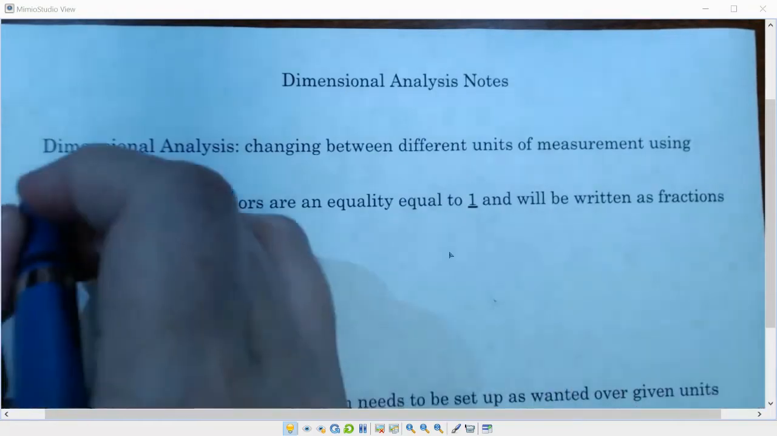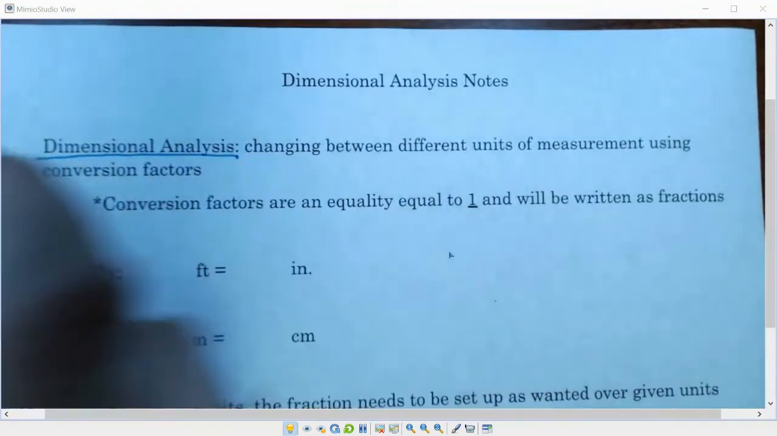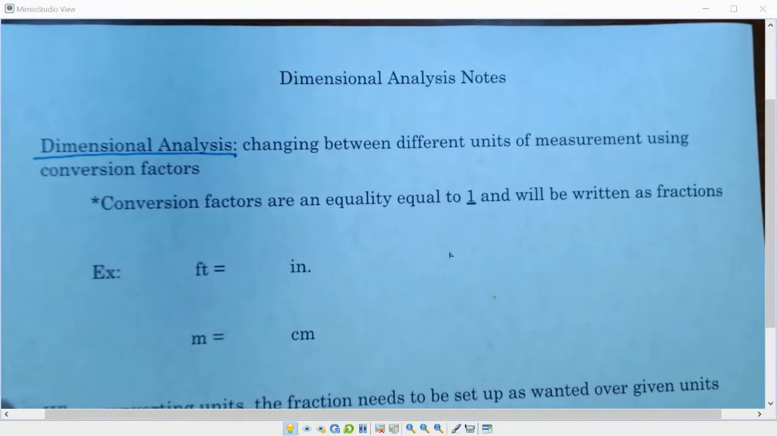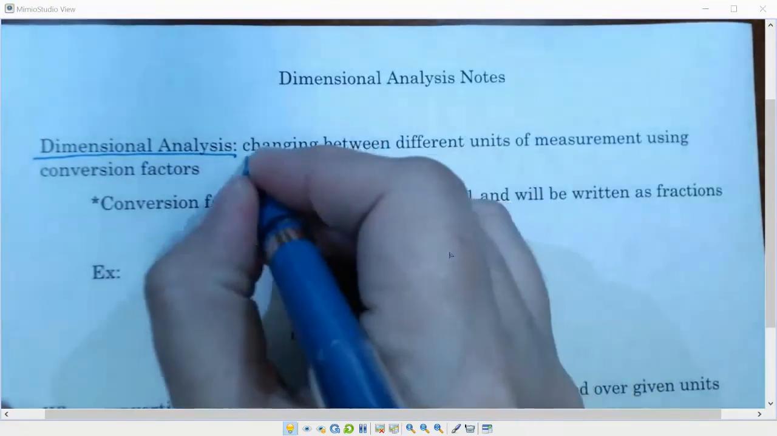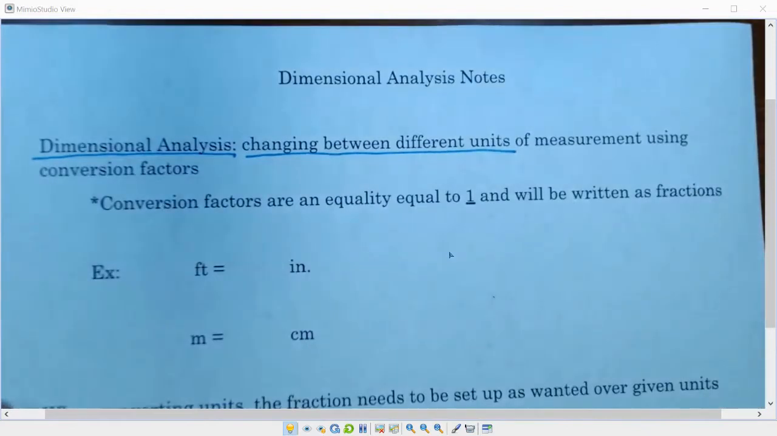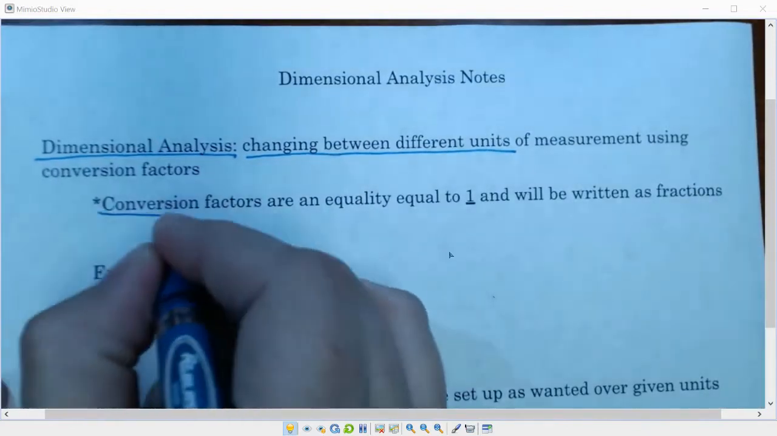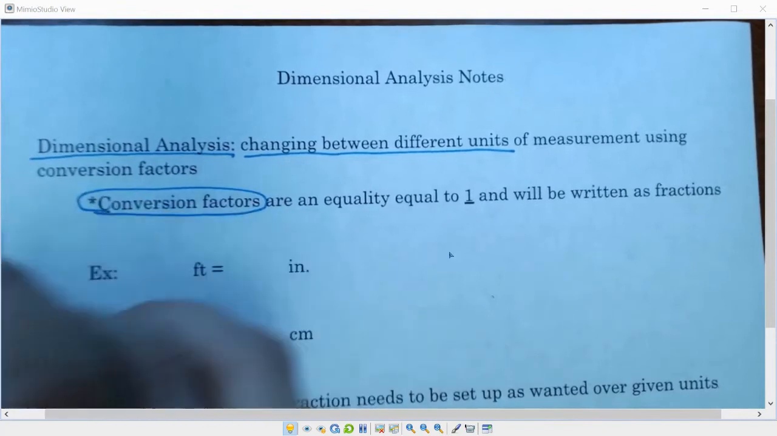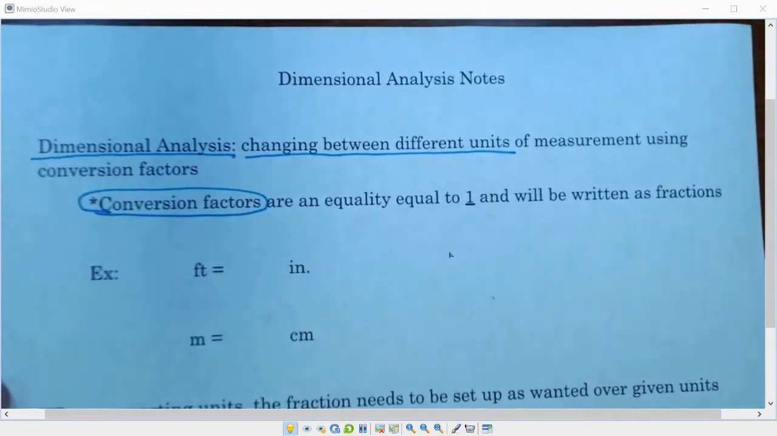So the word dimensional analysis really is just a fancy way to say that we are going to make a conversion or change between different units of measurement. And the way we do that is we use a conversion factor.